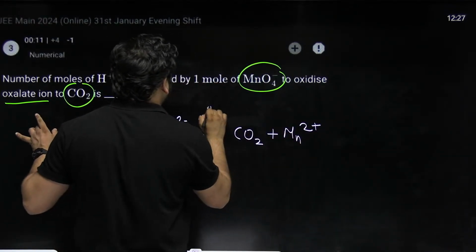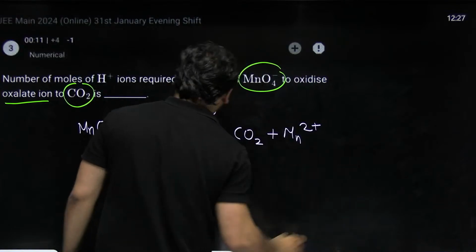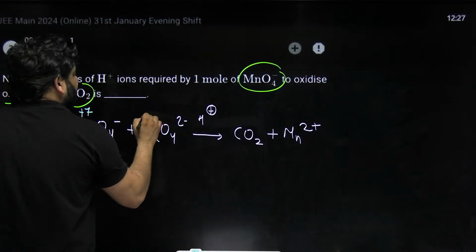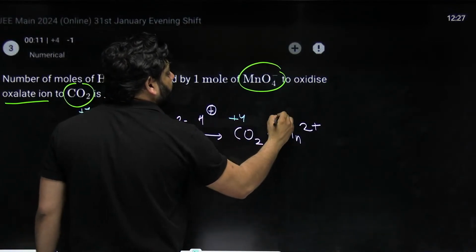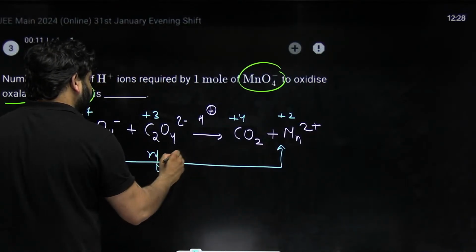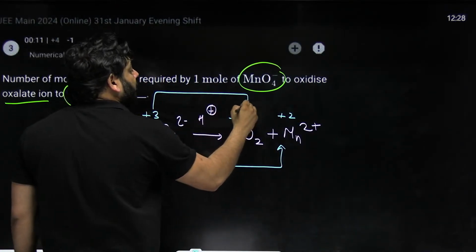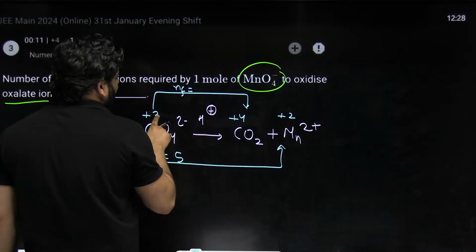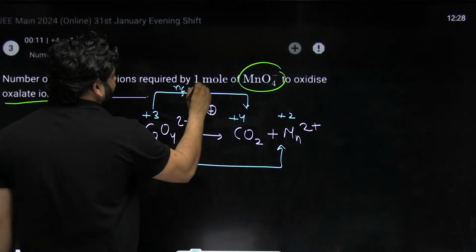Okay, this is positive 7, this is positive 3, this is positive 4, this is positive 2. The n factor of permanganate ion is 5. The n factor of oxalate ion: the change is 1 and 2 carbons are there, so it will be 2.